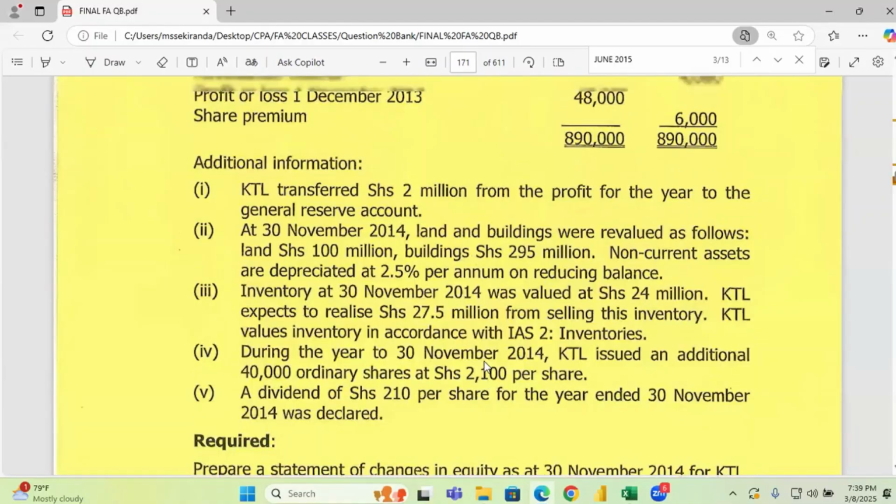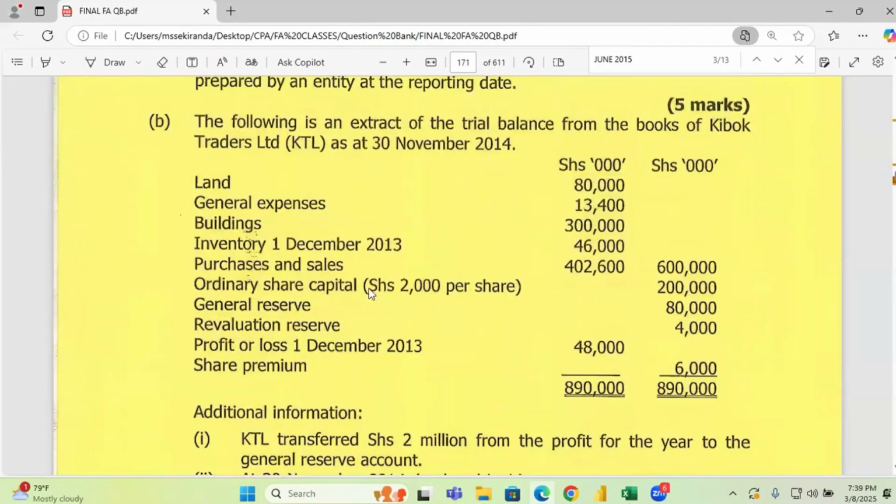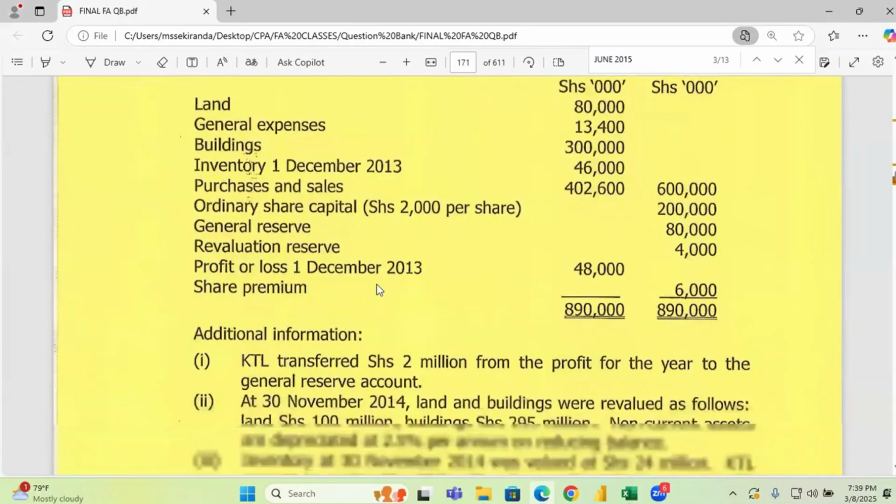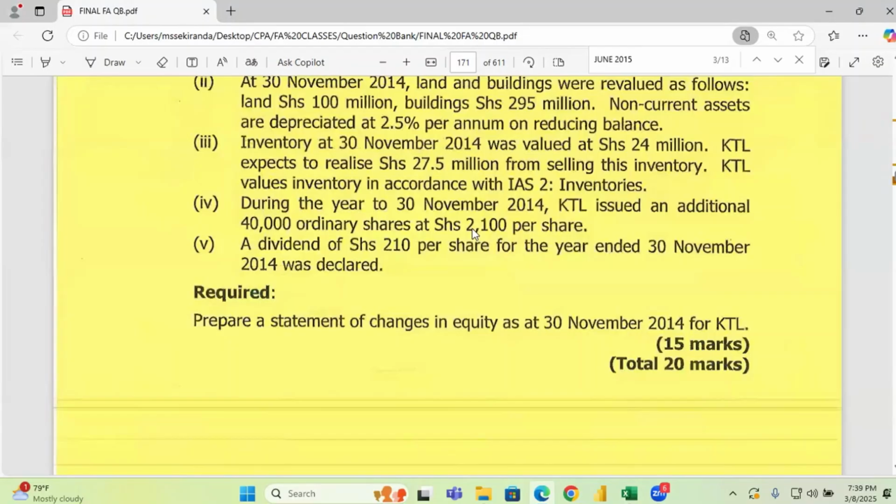Now, when you go up here, the ordinary share capital was stated at 2,000 per share. I think you are seeing it. And I told you in the previous class that this is the nominal value of the share because share capital is stated at nominal value in the books, okay? So the 2,000 is the nominal value of the share. The 2,100 is the market value. But you see that these are two different figures. In the market value, we have the nominal value and the premium, okay?